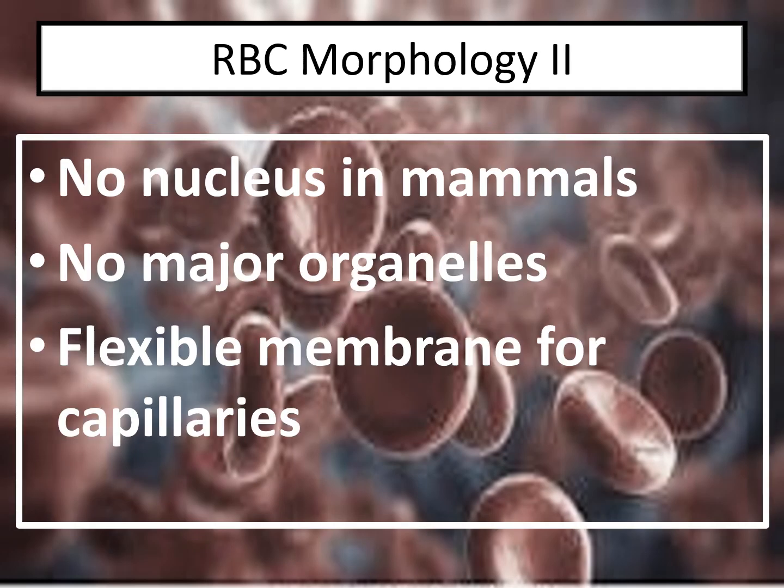The second type of morphology explains that there is no nucleus in mammalian red blood cells and no major organelles present. And the main advantage of the red blood cells is that they have a flexible membrane which is very useful for movement through the capillaries. Since the blood vessels are very narrow, this morphology is useful for movement through the capillaries.